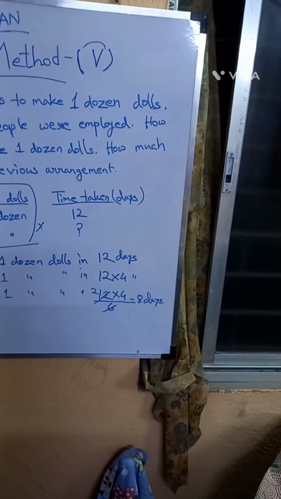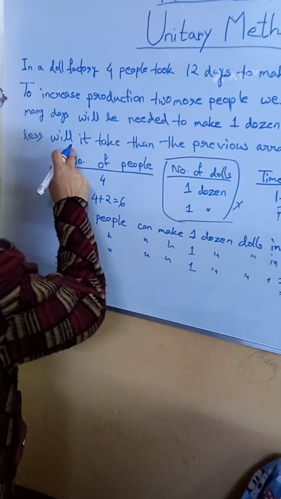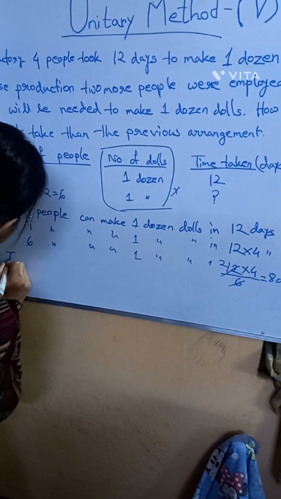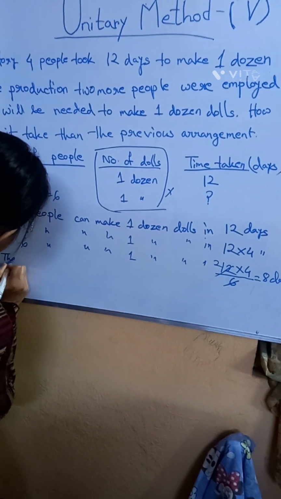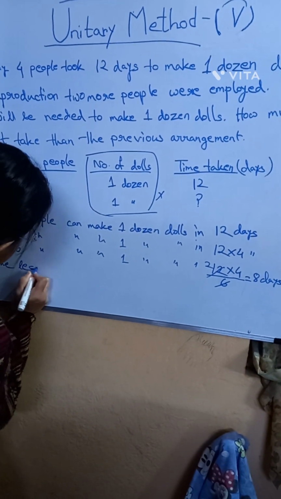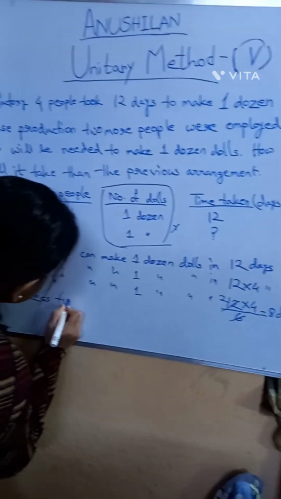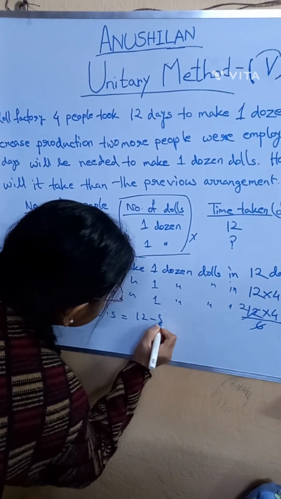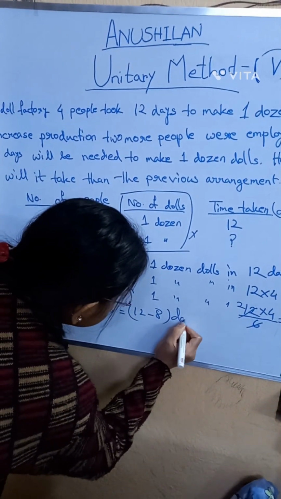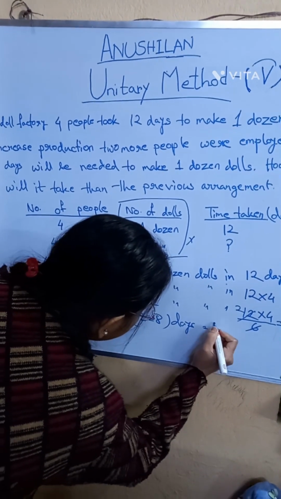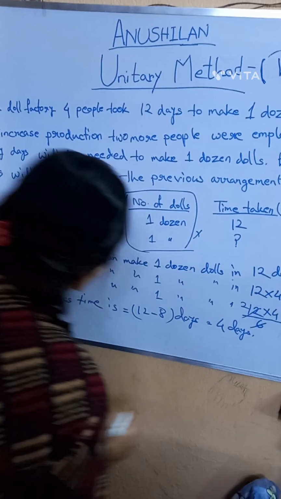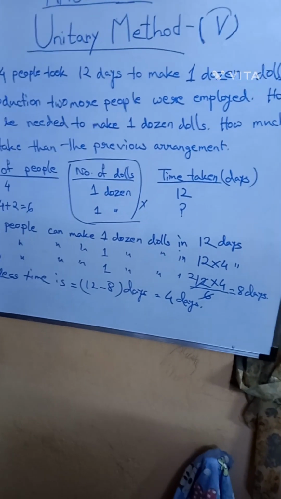Therefore, how much less time will it take than the previous arrangement? The less time is 12 minus 8 days, equal to 4. Now write down the answer.